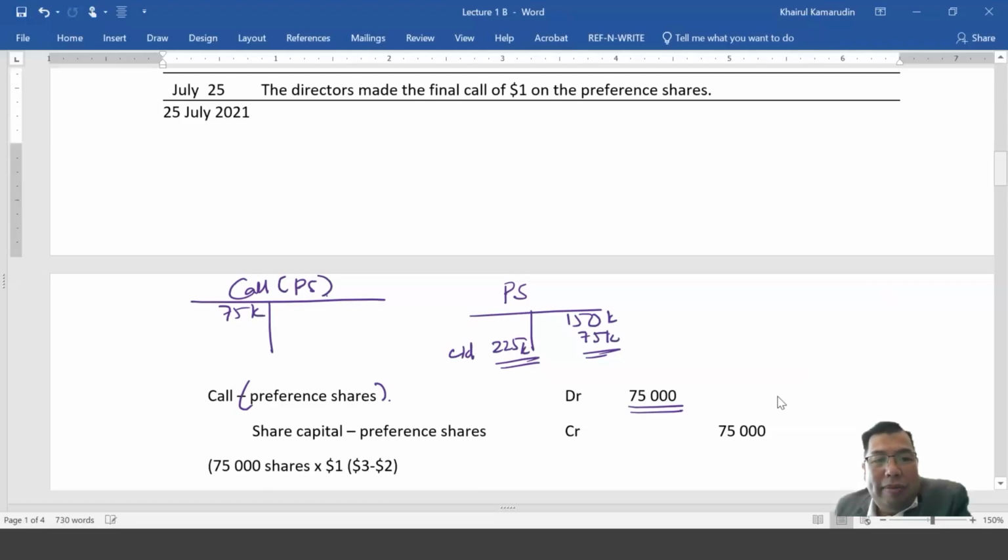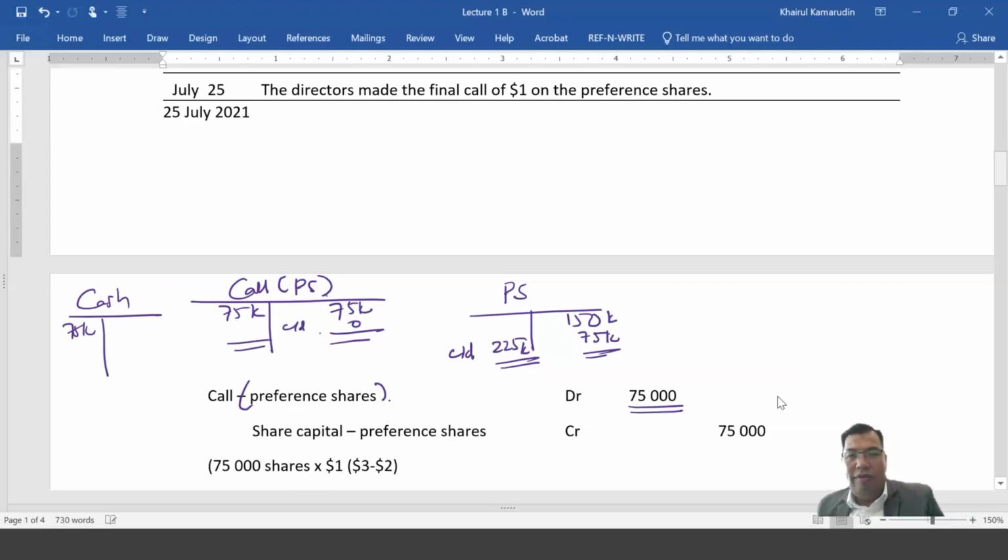Okay, when they make the payment, 75,000 for example, you're going to receive cash. This is another transaction. Cash 75,000, and then you close your call account. So your call account balance will be 0. Are you with me?